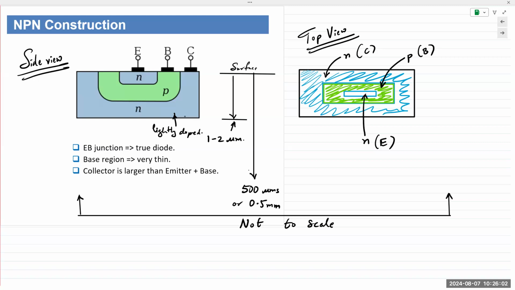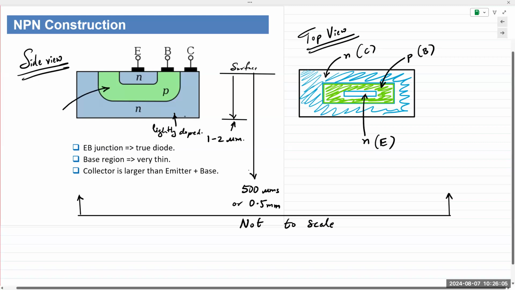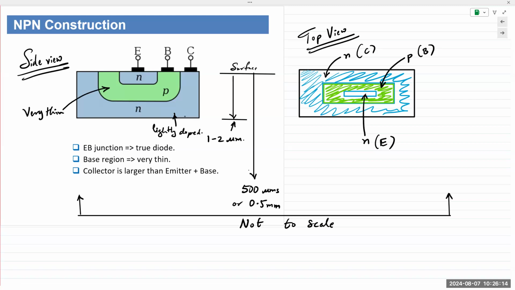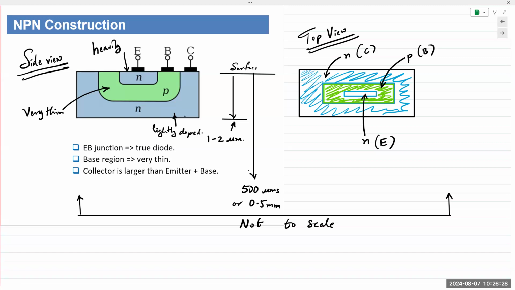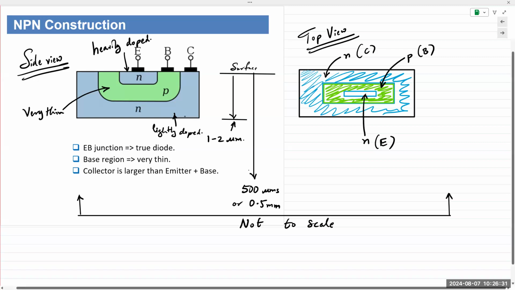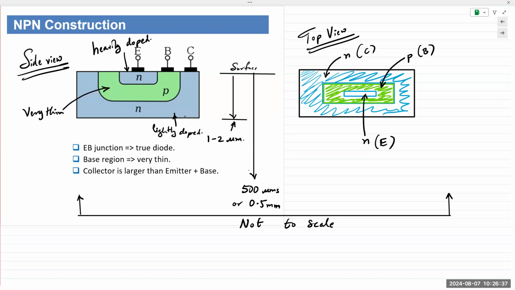The base is very, very thin. So this base region is very thin compared to the other two. The emitter is the smallest of all three areas, but it is the most heavily doped. And hence the name emitter, right? It emits charge carriers. And when you have heavy doping, it means you have a whole lot more impurities inside that region. There are extra charge carriers that are able to conduct electricity.